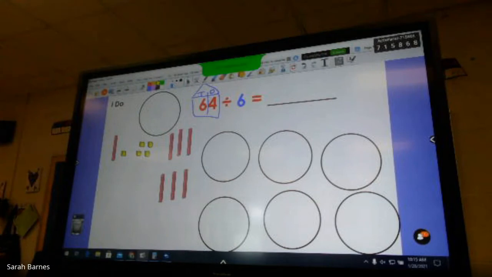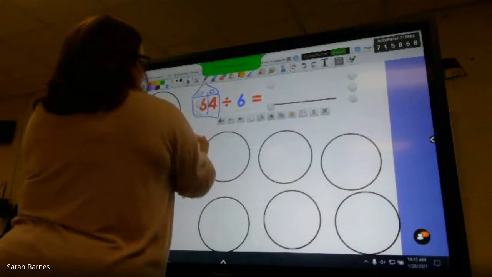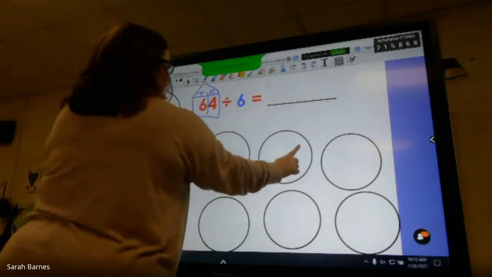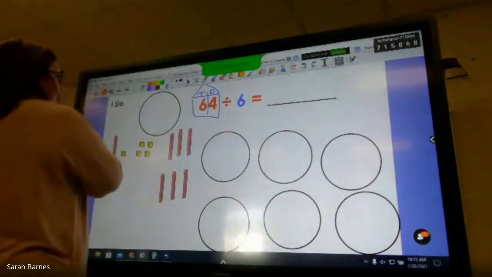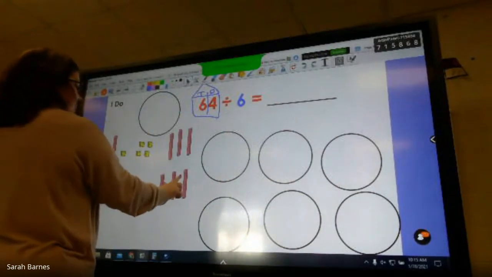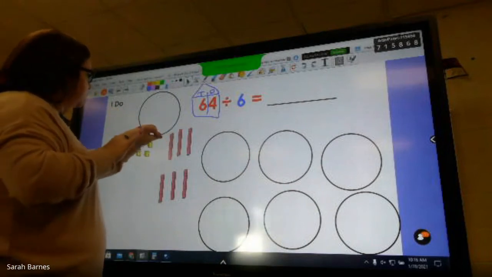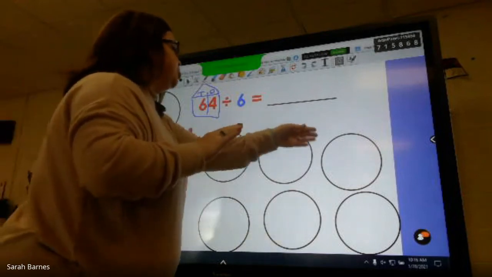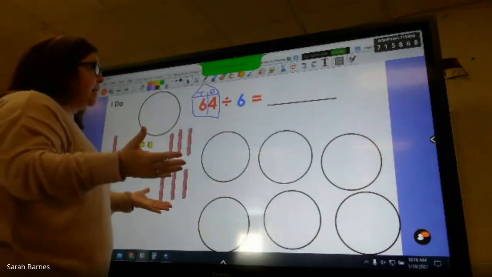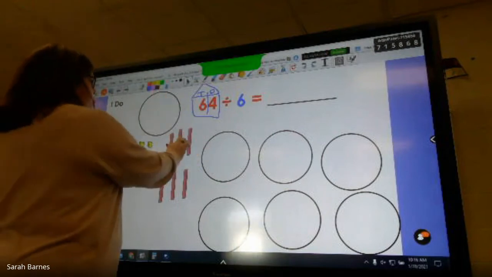So now I need to divvy them out. All right, so let me count my circles one more time because I need 6. So let me make sure I have 6. 1, 2, 3, 4, 5, 6. All right, so I have 6 10s. 1, 2, 3, 4, 5, 6. I can put these whole blocks of 10 in each circle, and everybody at the table is going to get something, right? So that's what I'm going to do.